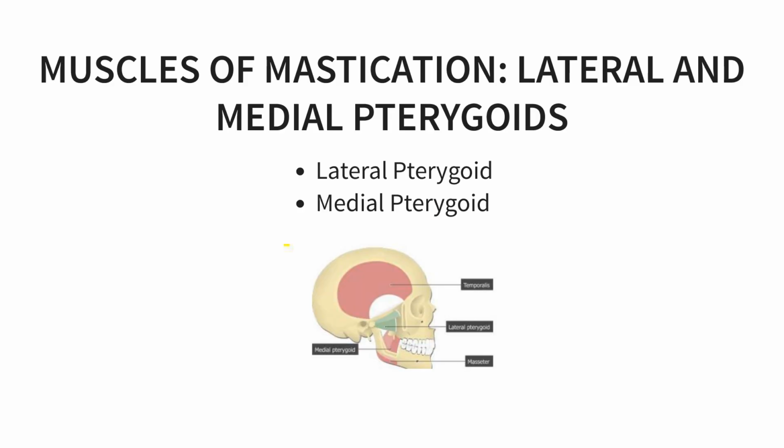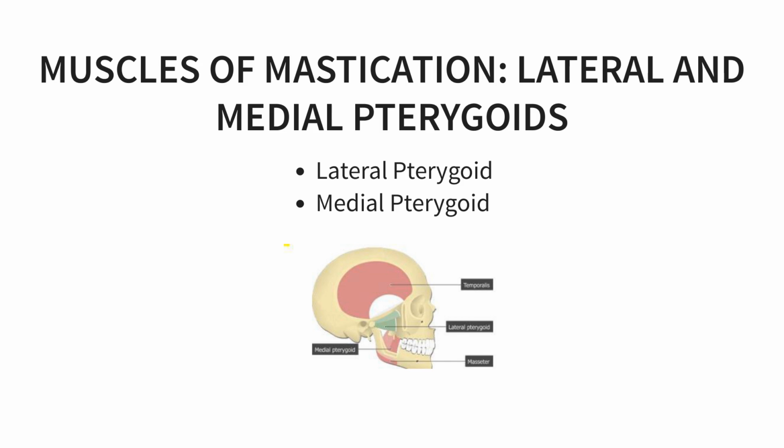The lateral pterygoid muscle stabilizes the TMJ, assists in protrusion, depression, and lateral deviation of the mandible to the opposite side, contralateral. The medial pterygoid muscle aids in the elevation, protrusion, and lateral deviation of the mandible to the opposite side, contralateral.